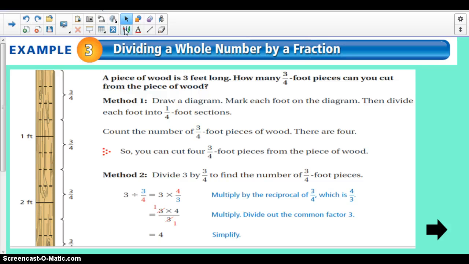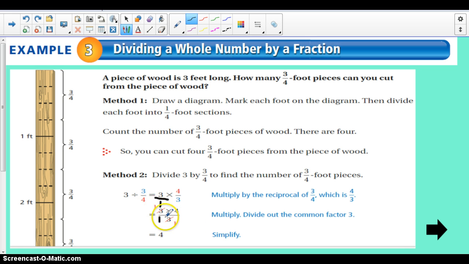In the video, they showed you to always change a whole number into a fraction. So instead of 3, you'd have 3/1 times 4/3. You'd also have, if it helps you at all, a 1 here.